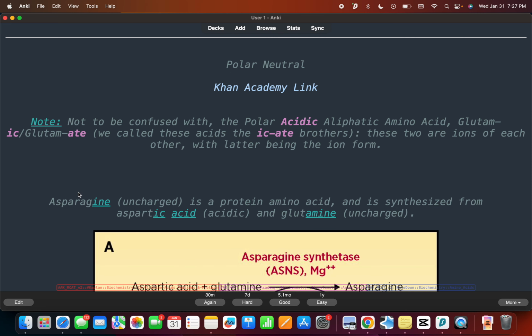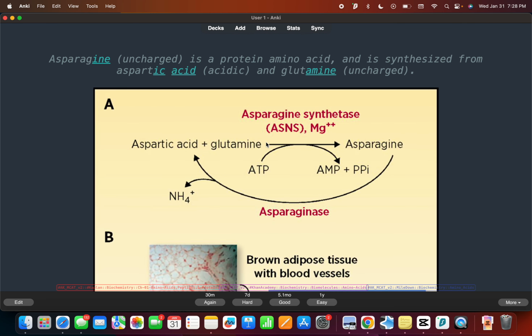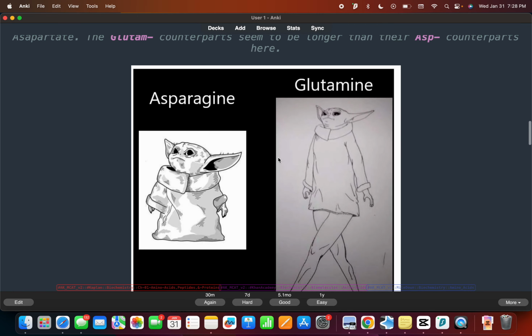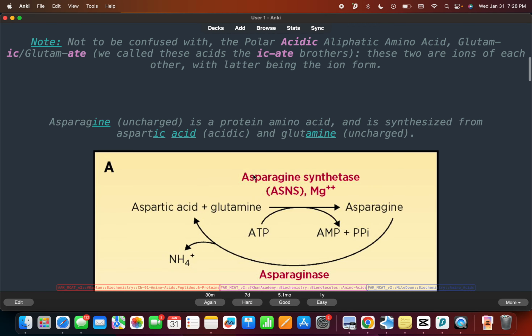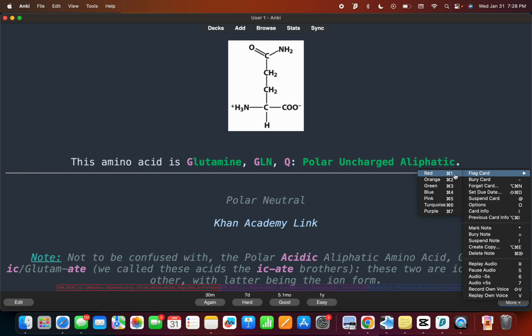Arginine is R, but asparagine is N. Asparagine is synthesized from aspartic acid and glutamine. So we have glutamine here and aspartic acid, and you get asparagine. Asparagine is the shorter form with one less carbon, and you have the nitrogen. So we can flag this one too.